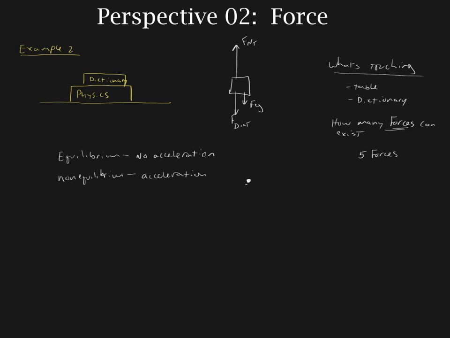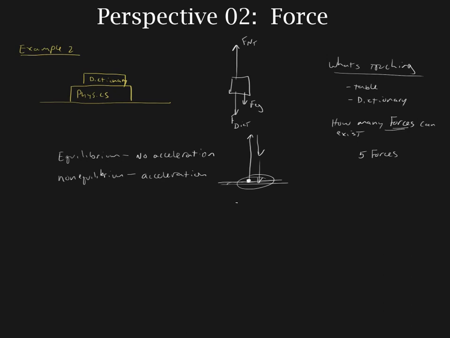Head to tail, we're going to have the normal force of the table pushing up. Then we get the force of the dictionary pointing down. And then we have the force of gravity pointing down. And notice that we're at the same level right here, which is where we started. And so basically, we're in equilibrium.